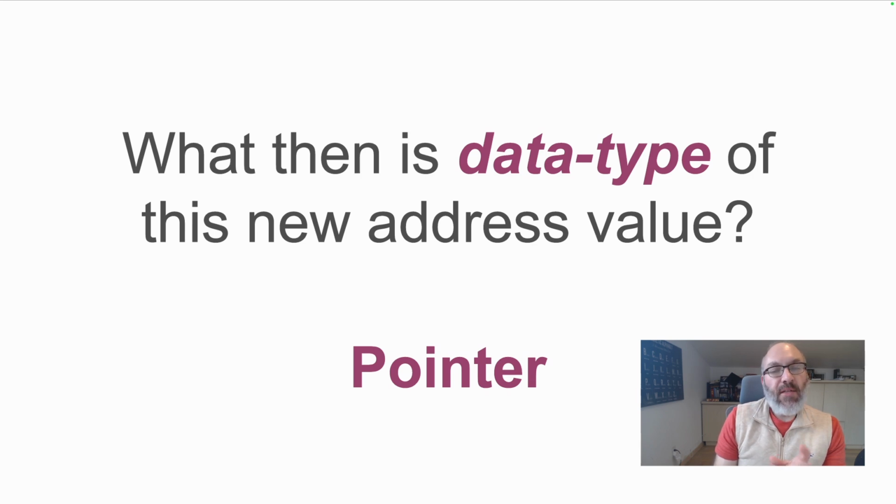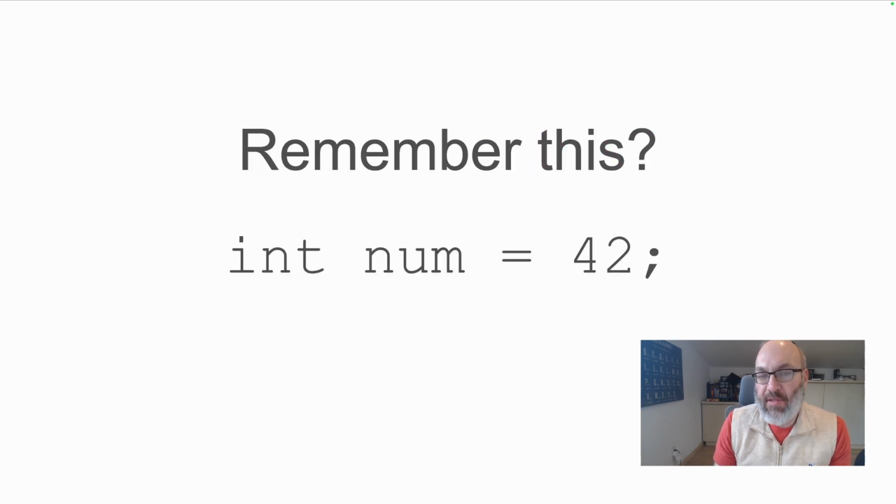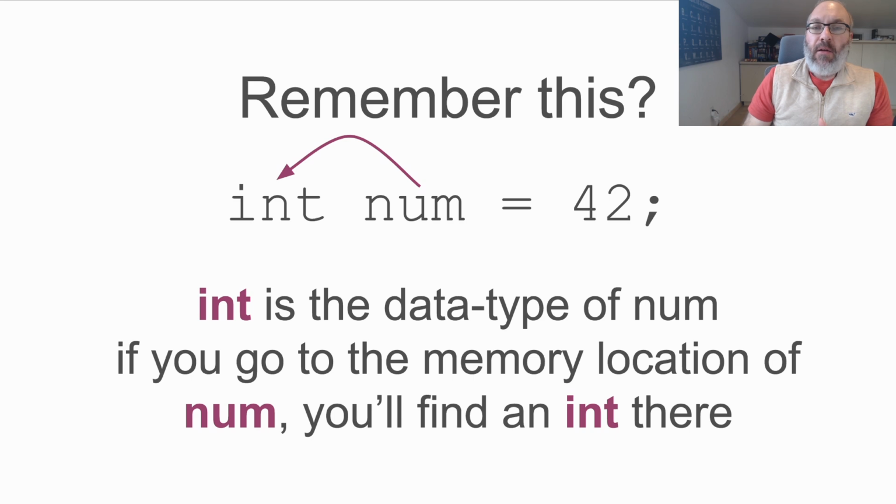A pointer is a generic name for the data type. And what that data type contains is an address. As opposed to containing some interesting value, it contains an address. But we're going to look at it a little bit more closely now. So you remember this: int num is equal to 42. You saw this line way at the beginning. The data type of num, the kind of data being stored at the memory location associated with num, is an int.